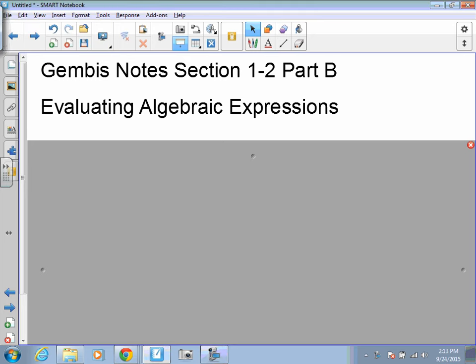Okay, folks, here we go. We're moving on to the second half of section 1-2. We're now going to be discussing how we evaluate algebraic expressions.